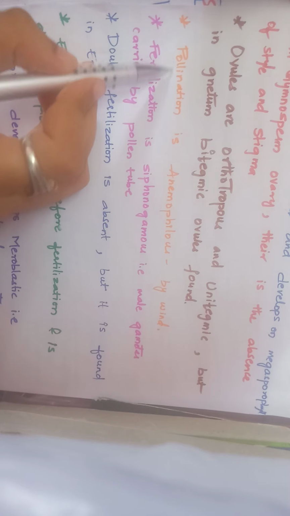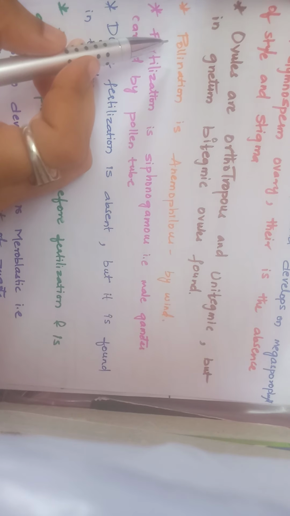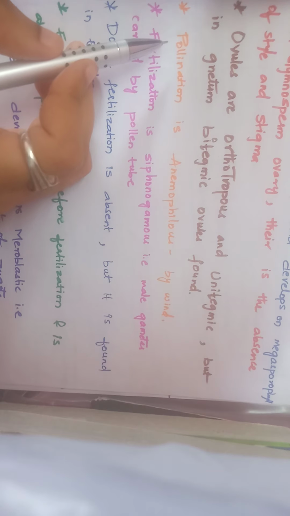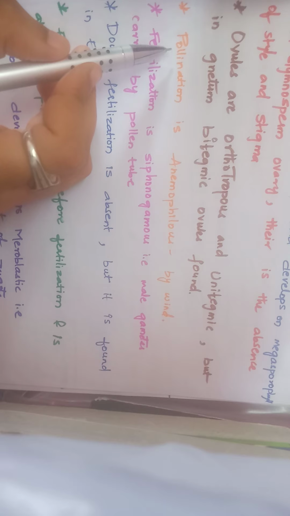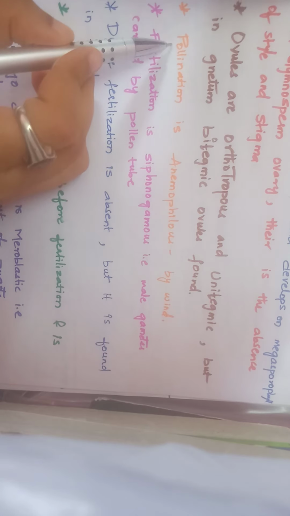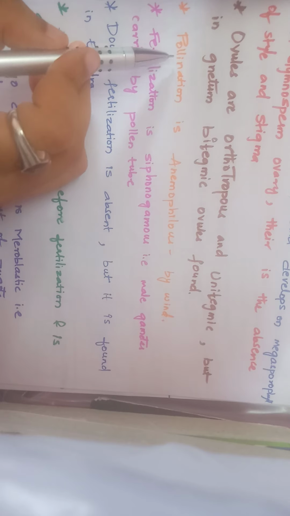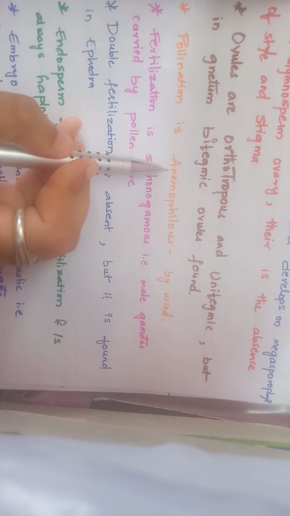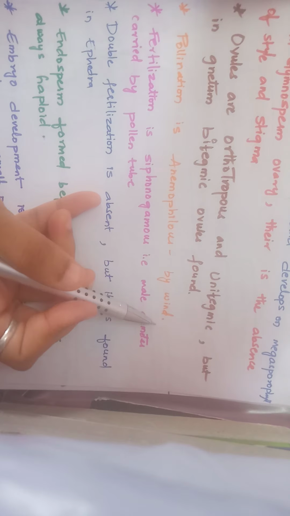Then coming to the pollination. What is pollination? Pollination is the transfer of pollen from the stamens to the stigma. That is, the transfer of pollen is known as pollination. Here in the case of the gymnosperms, pollination is anemophilous, meaning the pollination takes place by wind.